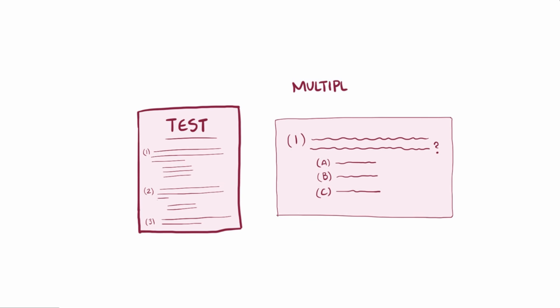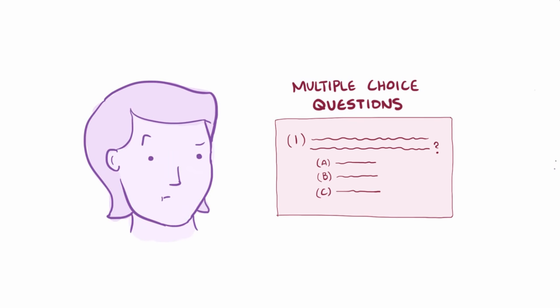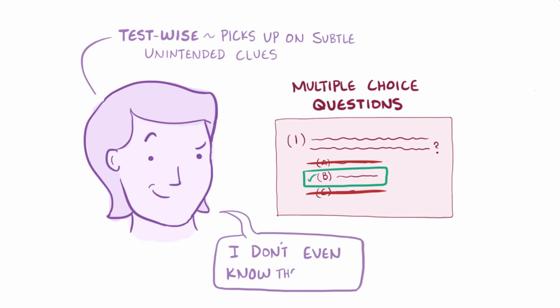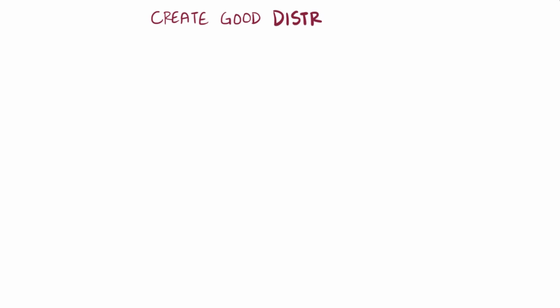Well, when it comes to multiple choice questions, there are some ways to avoid making the answer obvious to a person who's test wise. In other words, someone who can pick up on subtle unintended clues and narrow down the choices or zero in on the answer without actually knowing much about the question topic. The first trick is to create good distractors that can't be easily eliminated.